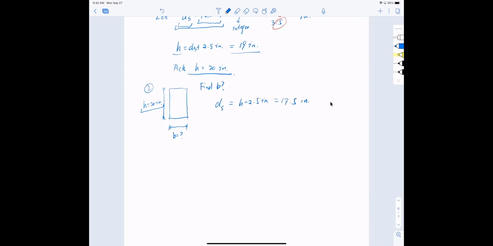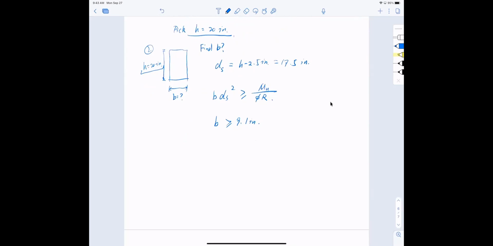And we do not use the alpha anymore. Instead, look at the equation: b ds squared has to be greater than or equal to Mu over phi R. So you can run it, and b has to be greater than or equal to 9.1 inches. So we're using the design equation again.